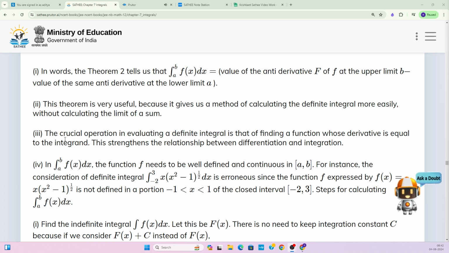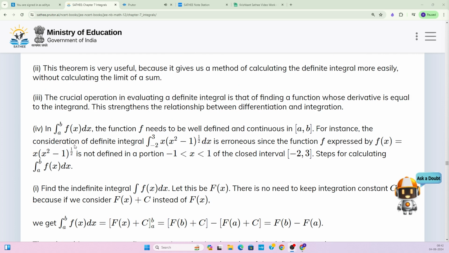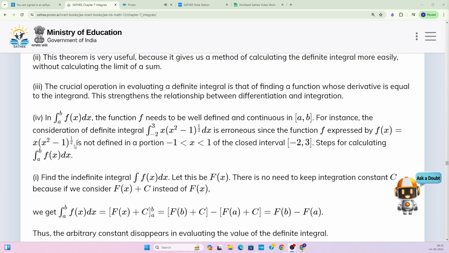Now the crucial operation in evaluating a definite integral is that of finding a function whose derivative is equal to the integrand. This strengthens the relationship between differentiation and integration. Fourth remark says, in the definite integral from a to b, the function f needs to be well defined. First of all, this small f must be well defined and continuous in the closed interval. We are taking continuous in the closed interval, as you have seen so far.